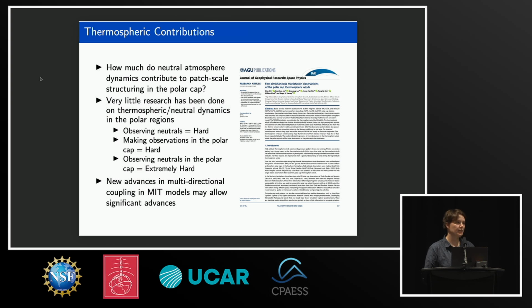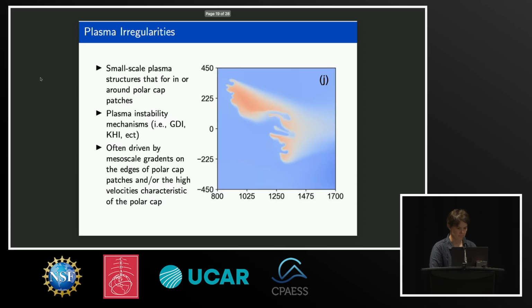However, there have been some recent advances in multi-directional couplings for MIT models. So not just the thermosphere driving things in the ionosphere and vice versa, but actually having two-way coupling, which I think might actually allow us to advance this. And we have some talks later that will talk about what's happening in that, why it's hard, and what we can maybe hope to see in the future from that.